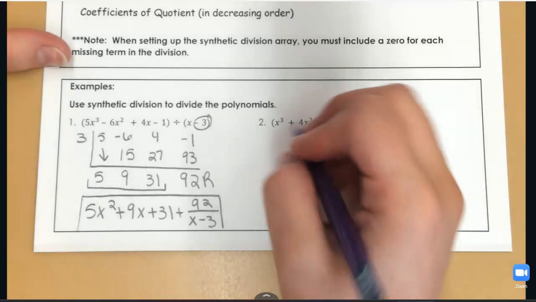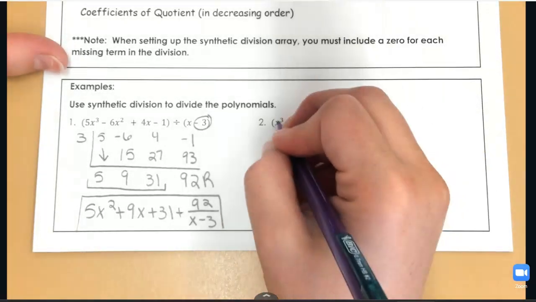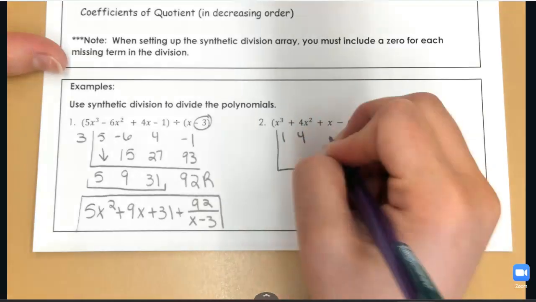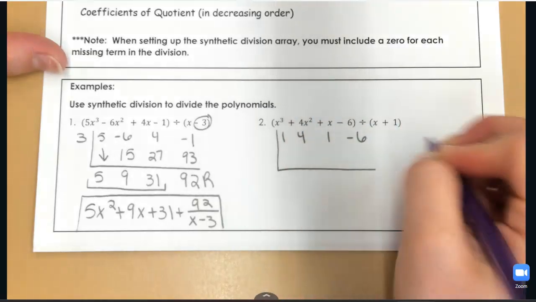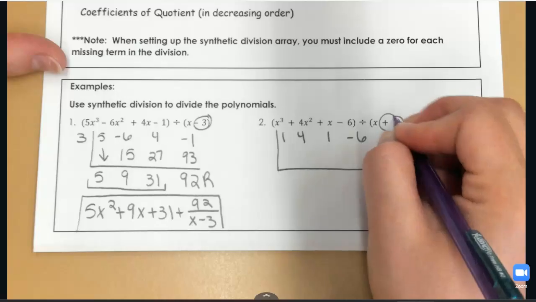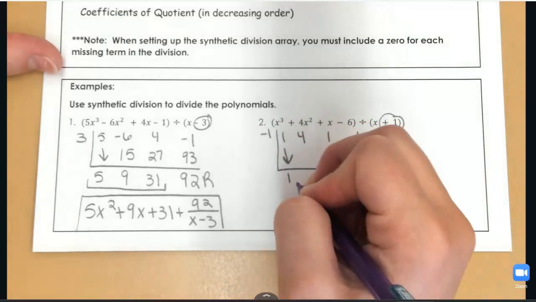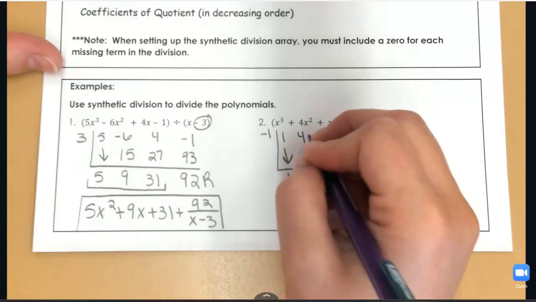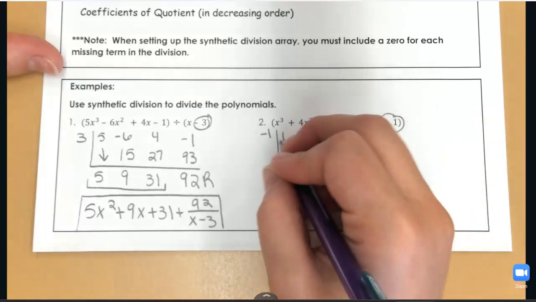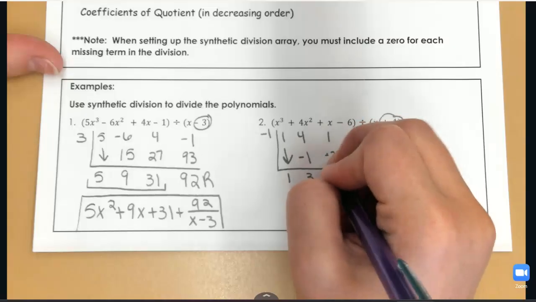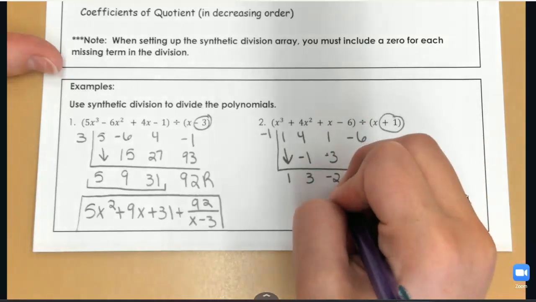Let's do that again on example 2, upside down house. My insides are going to be 1, 4, 1, -6. And then opposite of x plus 1 will be -1 on the outside. I'm going to repeat that process, bring down the 1. 1 times -1 is -1. 4 minus 1 is 3. 3 times -1 is -3. 1 minus 3 is -2.